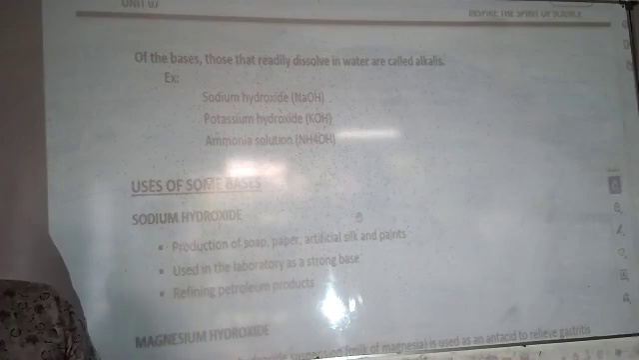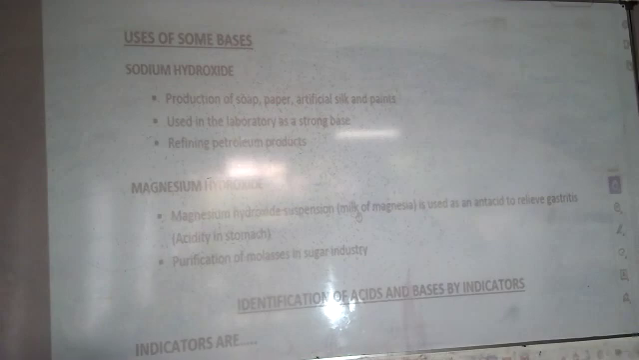Right. Read the next one. Uses of some bases. Quickly read them. Alkali, alkaline. Right. So uses of some bases.